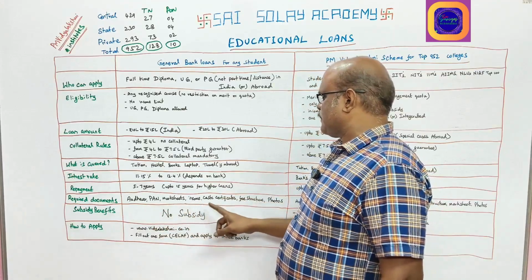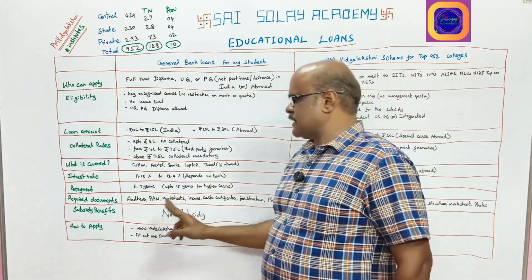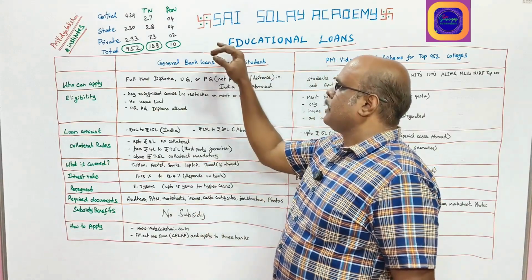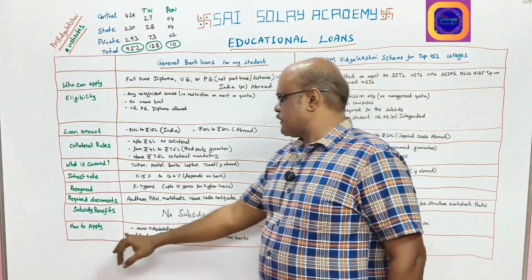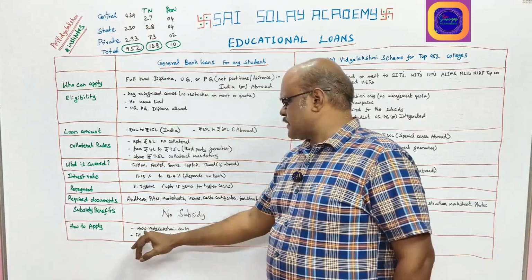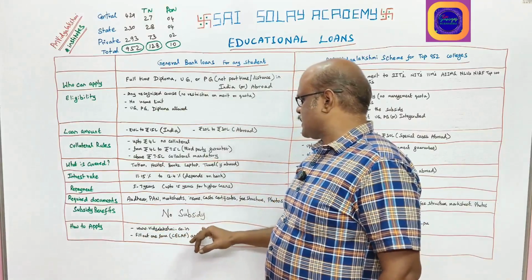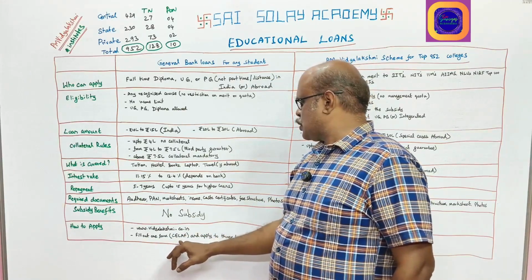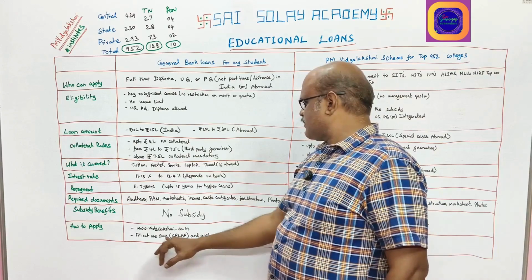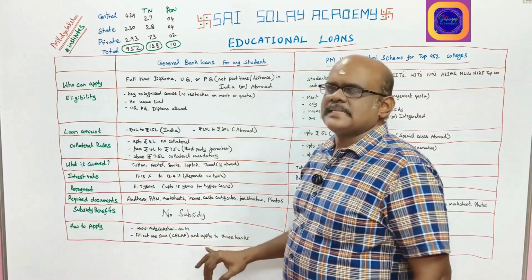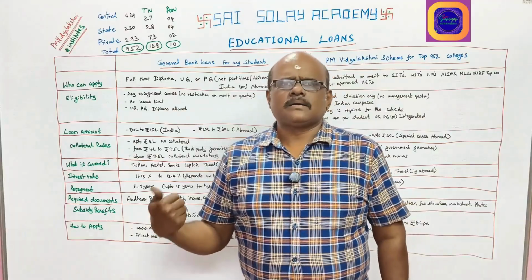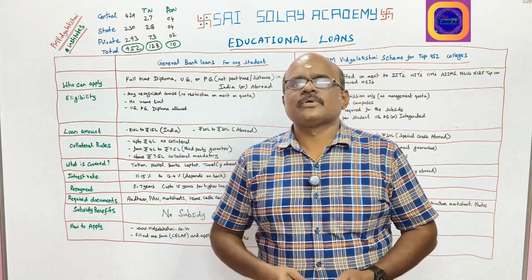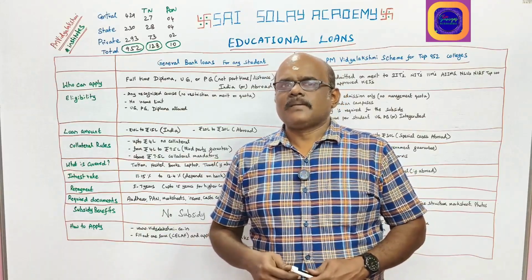Aadhaar, PAN, mark sheets, income and caste certificates, fee structure and photos. These are the required documents. Are there any subsidy benefits? There are no subsidy benefits for this type of bank loan. And how to apply? You can apply at www.vidyalaxmi.co.in. In this portal you can fill out one CELAF form, that is the Common Education Loan Application Form. You can fill one form and apply to any 3 banks depending upon your interest, and as per the banks' decision, you can take the loan from the bank that sanctions it for you.